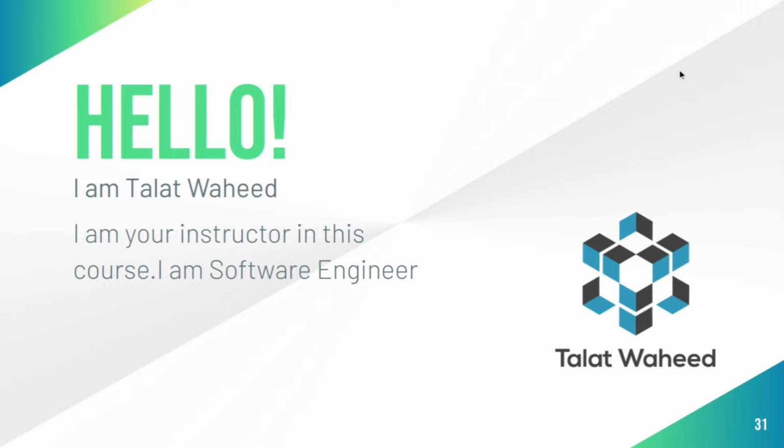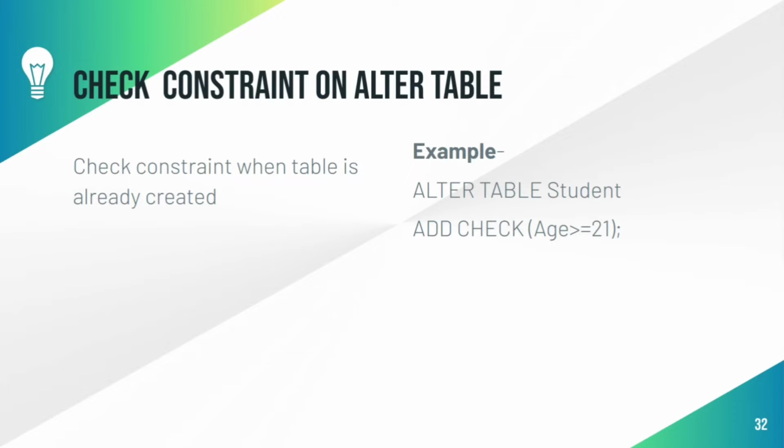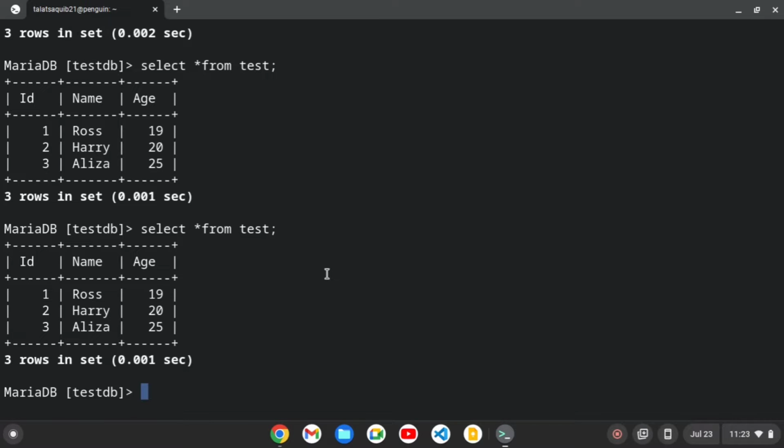In the previous video I told you about foreign key constraint and check constraint. So today we are discussing check constraint on alter table, how we can add a check constraint when the table is already created. For example, alter table student add check age greater than or equal to 21.